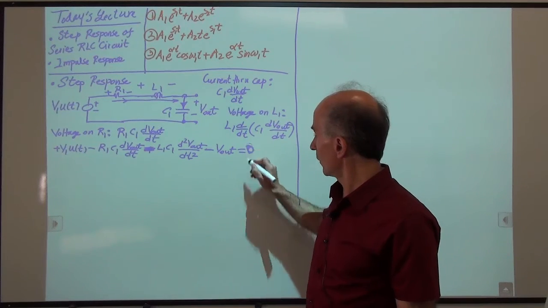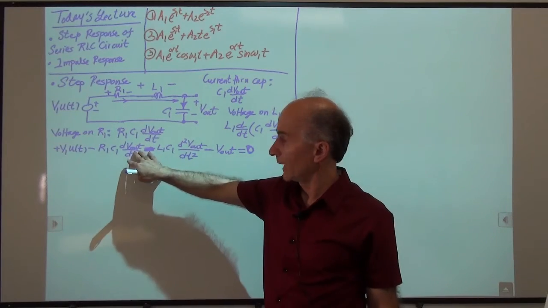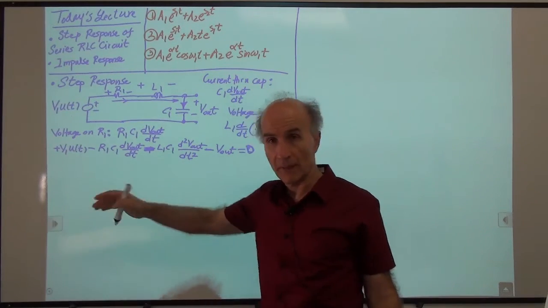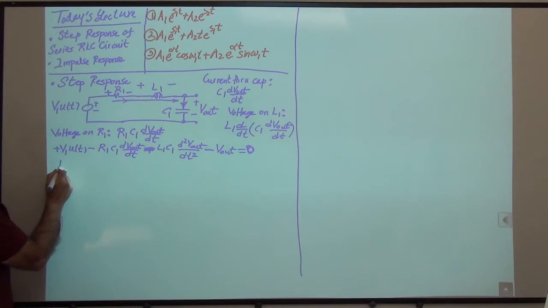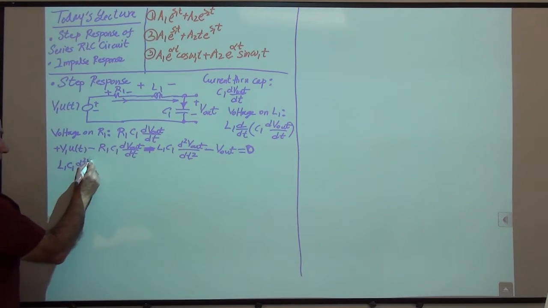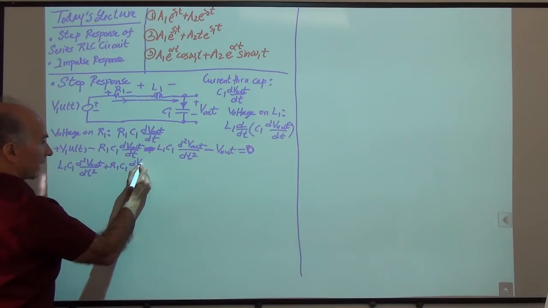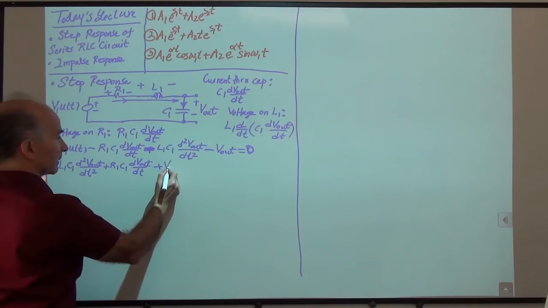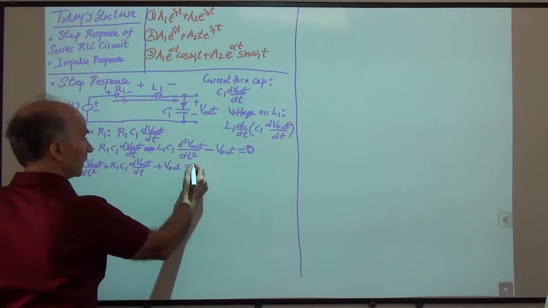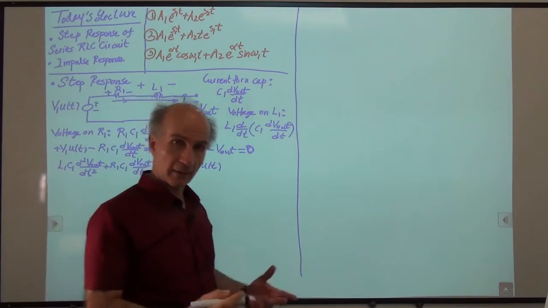Okay, so that's our differential equation. As usual, we're going to keep all the terms, including V out, on one side, and then that input on the other side. So we have this form. We have L1 C1 d squared V out over dt squared plus R1 C1 dV out over dt plus V out is equal to V1 U of t. All right, that's the differential equation.